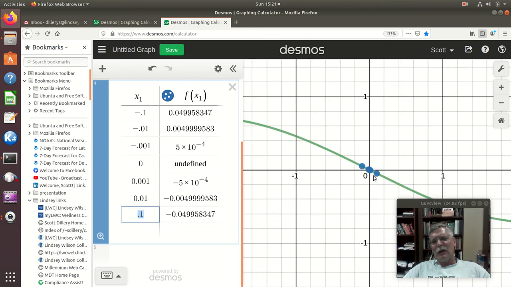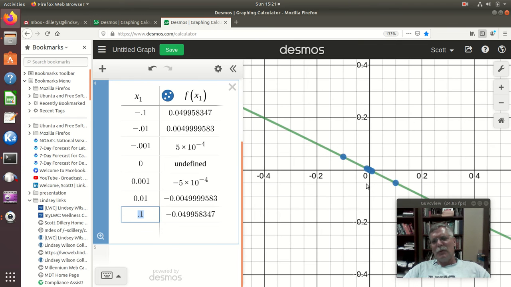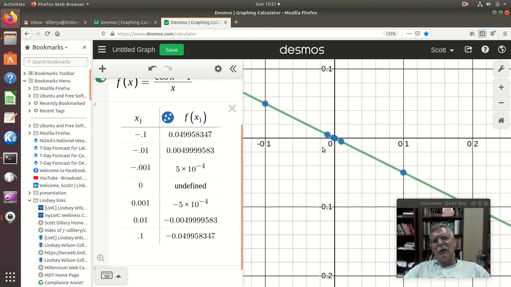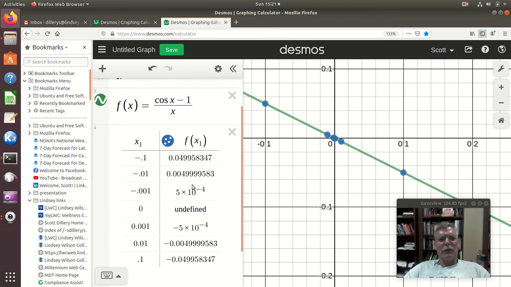I can zoom in here. And notice these blue dots, they are from the table. And so I can zoom in and see what's going on. Of course, this is undefined, but as I come in here, yeah, it looks like that's definitely going to 0. So the graph along with the table helps me see that.